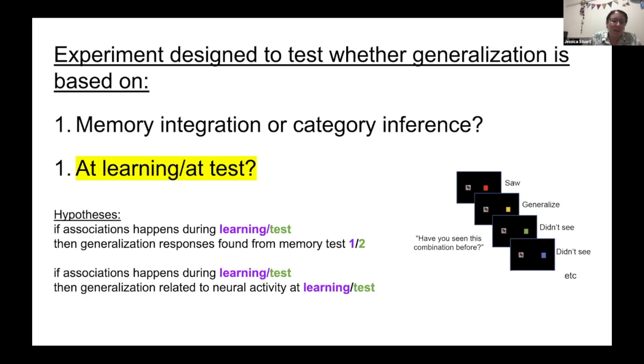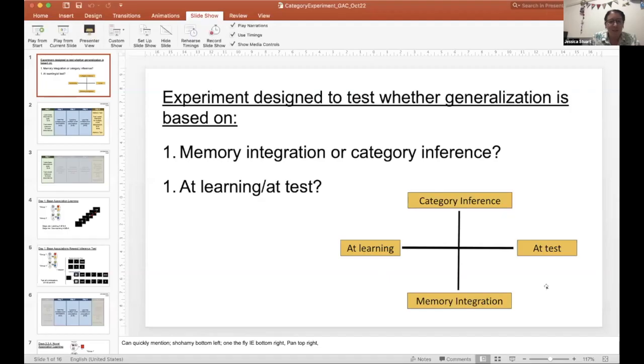And similarly, we think that if the associations happen during learning, then the generalizations should relate to neural activity that happened at learning. Whereas if they happened at test, then the generalizations should be related to neural activity that happened at test. And that's all. Thank you.